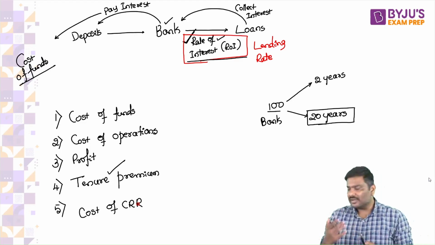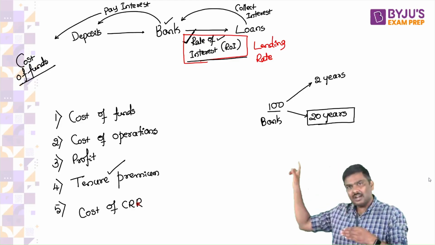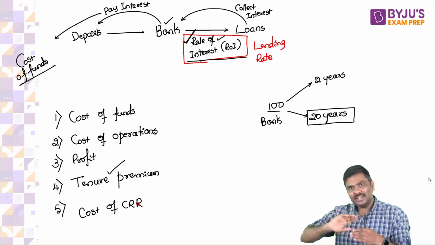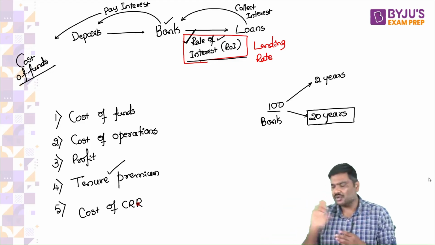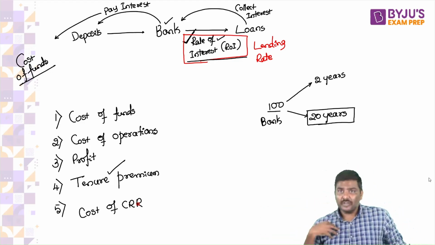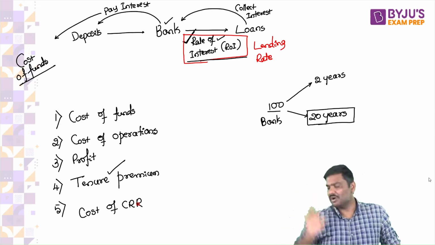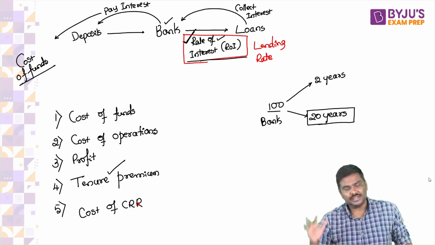That is, the bank will collect deposits from the customer. Part of it will be kept with RBI, that is called a CRR. On this CRR, RBI doesn't pay any interest to the bank. But the bank will pay interest to the customer even on this CRR amount. That is called the cost of CRR or negative carry on CRR.